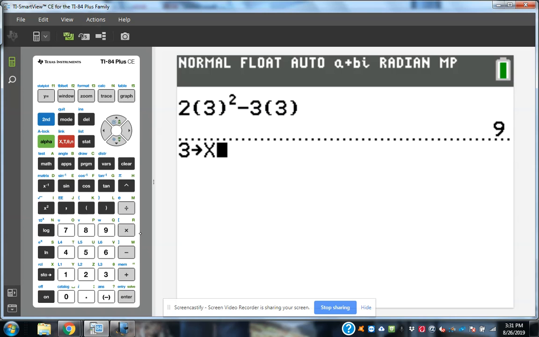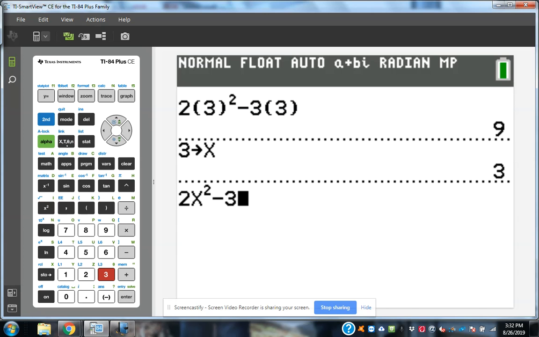So I'm going to store that as X, and then I can type in the problem 2, then X squared minus 3X, and it remembers, hey, you put a 3 in there in the place of X, so X means 3. I generally don't use the store function very much at all. I just do the regular calculator stuff with it.